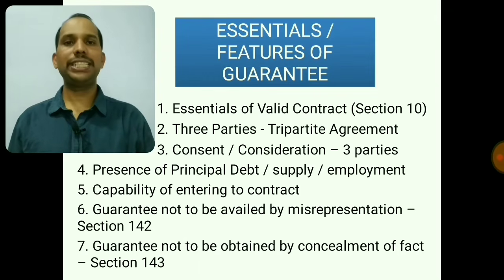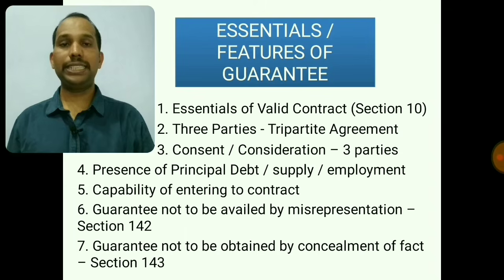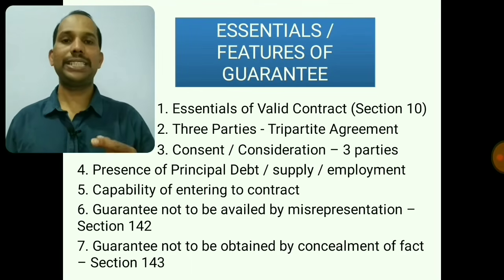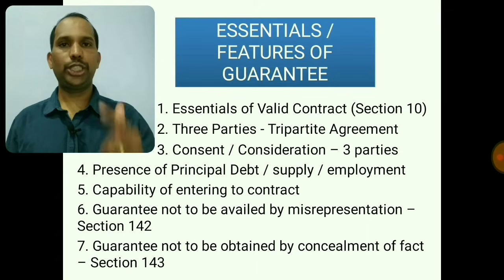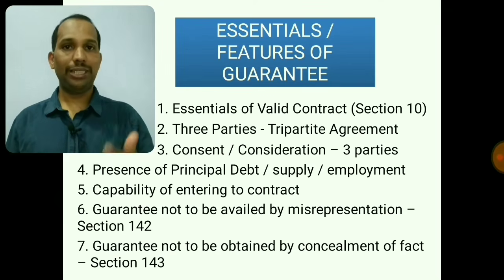Second one, there are 3 parties and a tripartite agreement. Who are the 3 parties? Principal debtor, creditor and surety, and there is a tripartite agreement between the principal debtor, creditor and surety. Then there should be consent from all the parties, that is debtor, creditor and surety. All of them should give consent and there is consideration for all of them. Principal debtor is getting money, creditor is getting interest as well as money, and surety is getting indemnity from the principal debtor, as well as he is getting goodwill for doing good things for the principal debtor. That's the consideration for him.